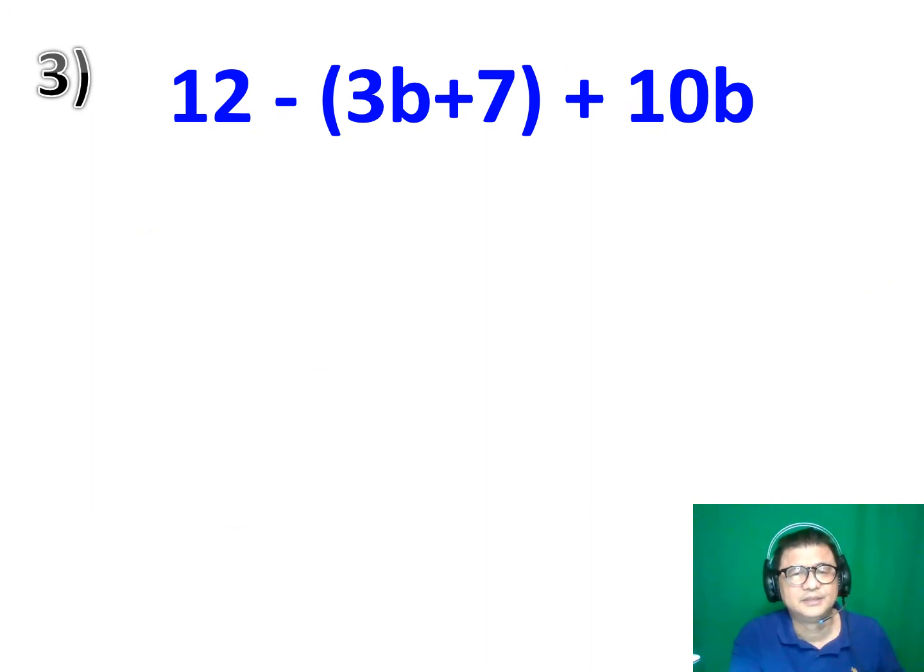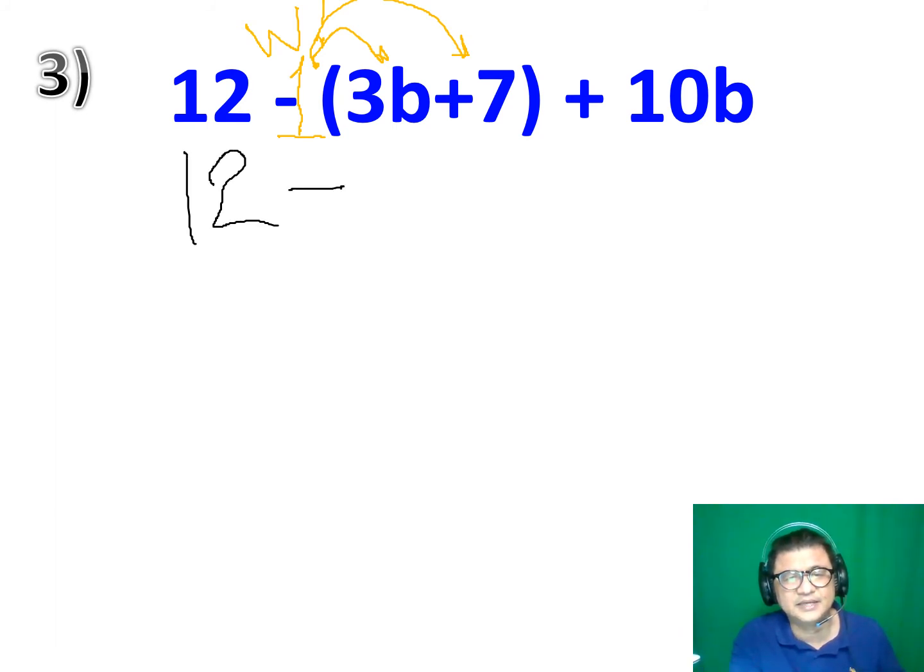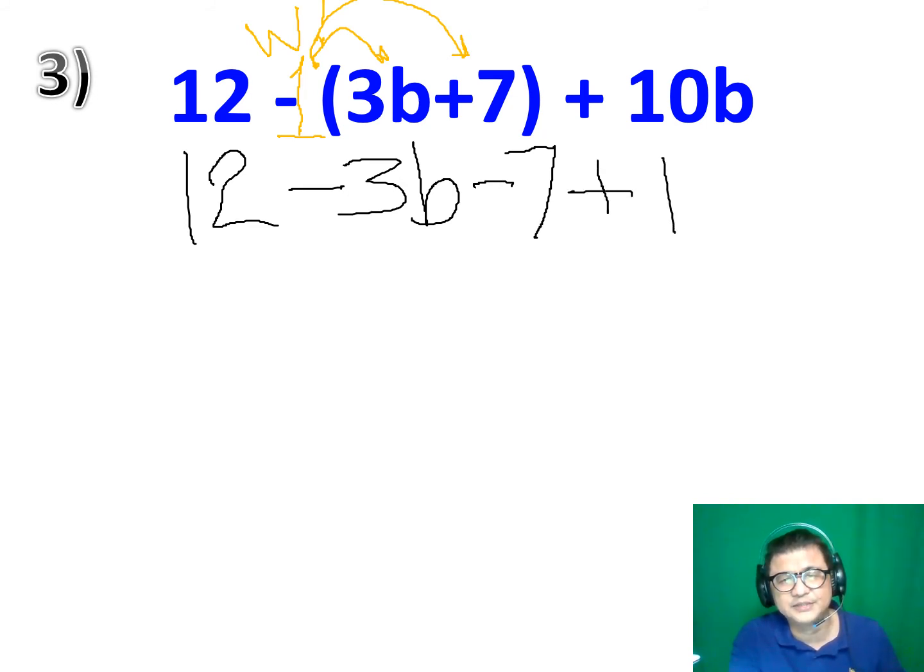Next, number 3. Oh, again, look at this. A negative outside the parentheses. Warning, warning. There is a hidden 1 over there. All right? So that hidden 1 will be distributed to you and to you. So let's rewrite everything. So 12, you're just a 12. Copy. Negative 1 times positive 3 is negative 3b. Negative 1 times 7 is a positive, and negative will be a negative 7, right? So I put minus now. You just go down, 10b.